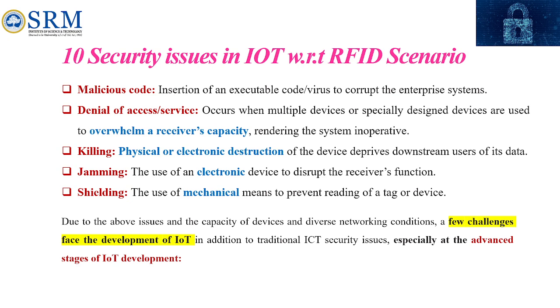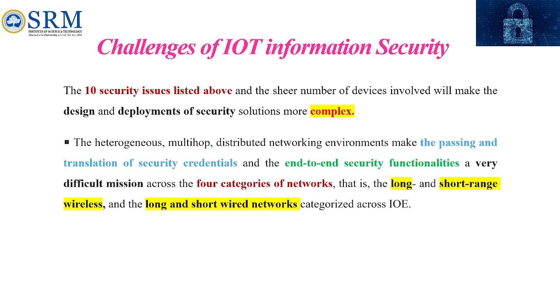the tags of RFID. So all these things create issues, or the capacity of the device will vary with networking conditions, along with a few challenges facing the development of IoT. In addition to the traditional ICT security issues which you have seen, like non-repudiation and data confidentiality, especially in the advanced stages of IoT development. We have seen the 10 security issues up to now, like sniffing and spoofing, and with the number of devices involved in design and deployment, the security solutions become more complex.